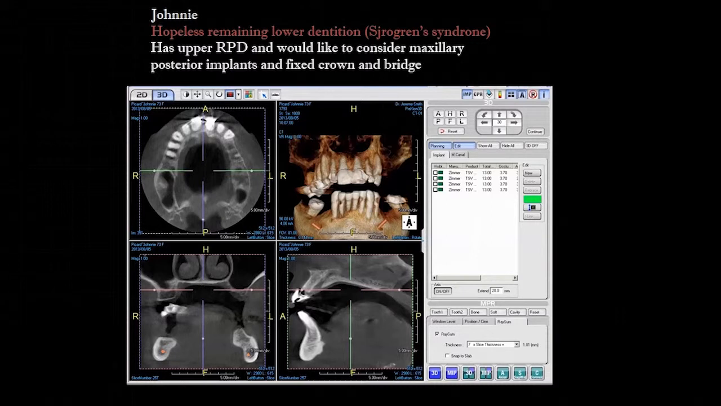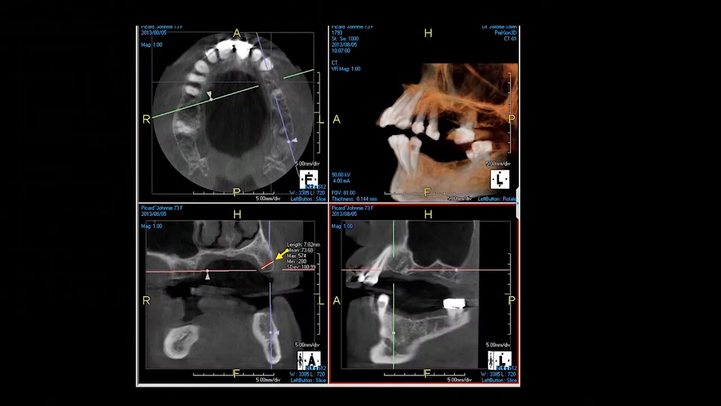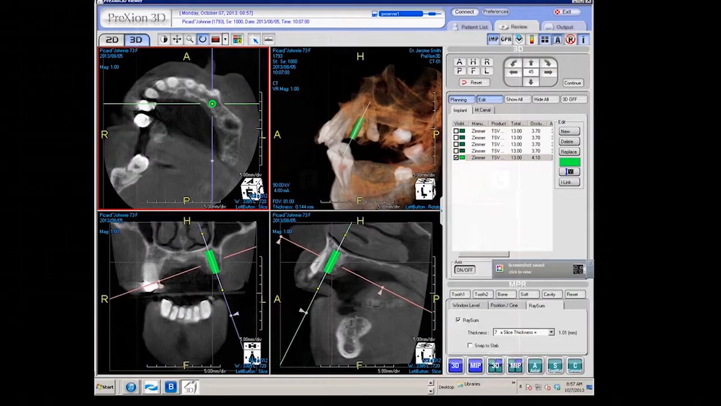Here's a lady with hopeless remaining lower dentition. She has Sjogren's syndrome, an upper RPD, and wants to consider maxillary posterior implants with fixed crown and bridge. Once again, go through the scan. Let's start looking at how much available bone there is. This would be in the number 12 site. Looks nice and wide.